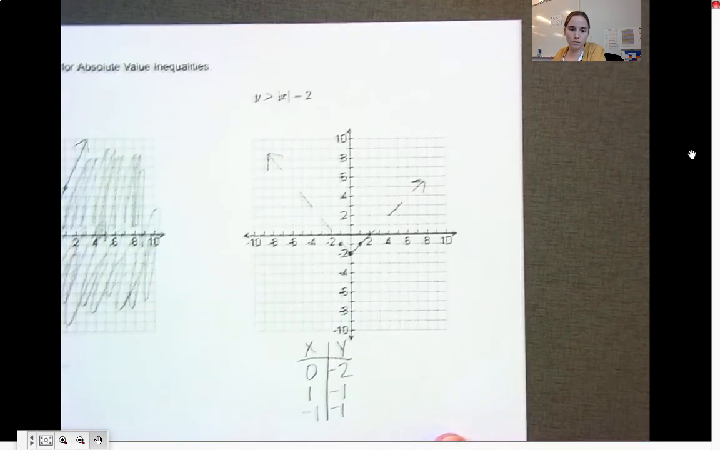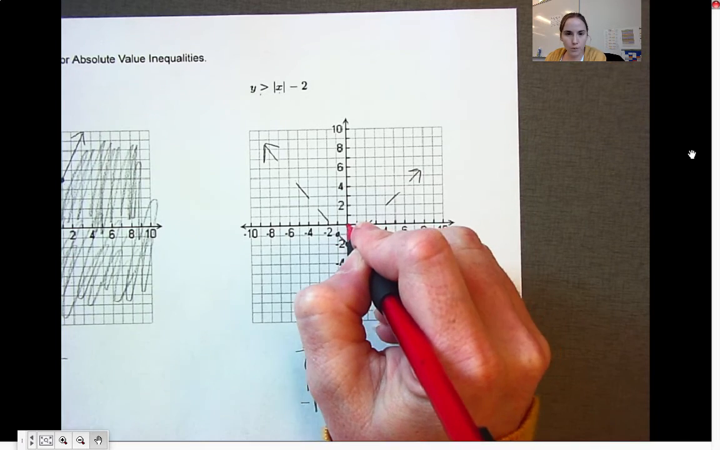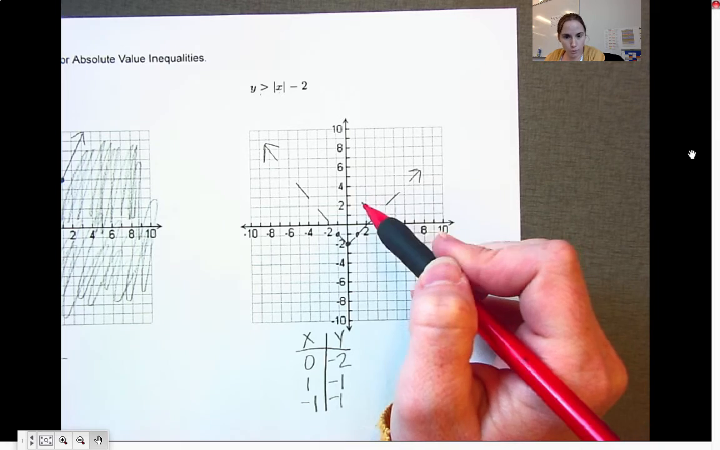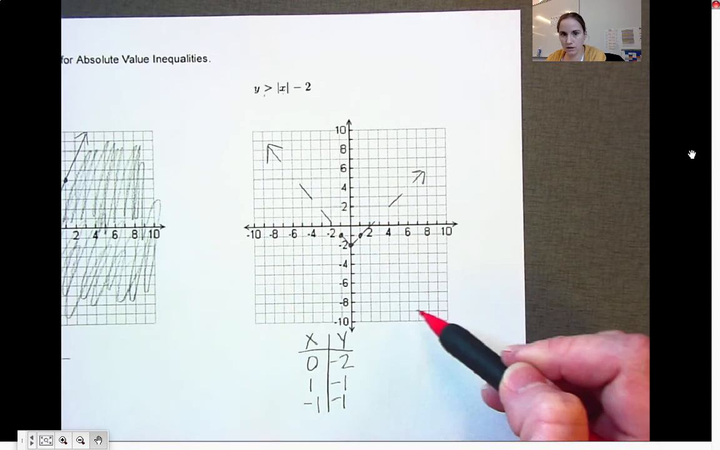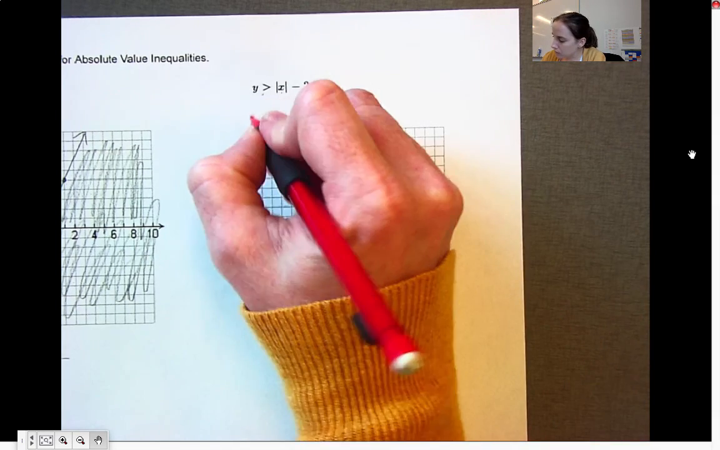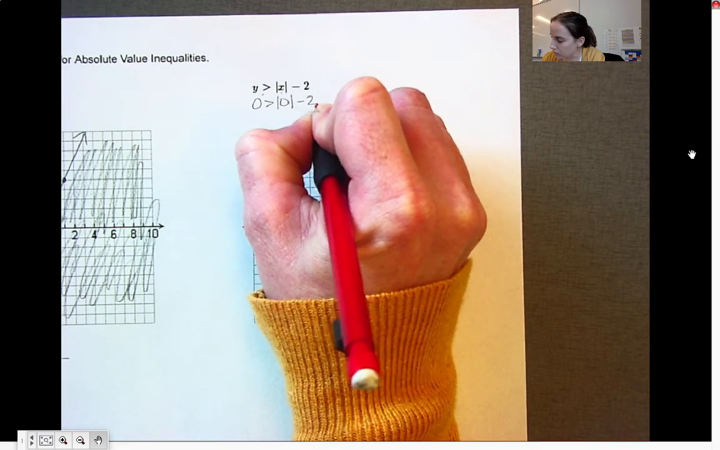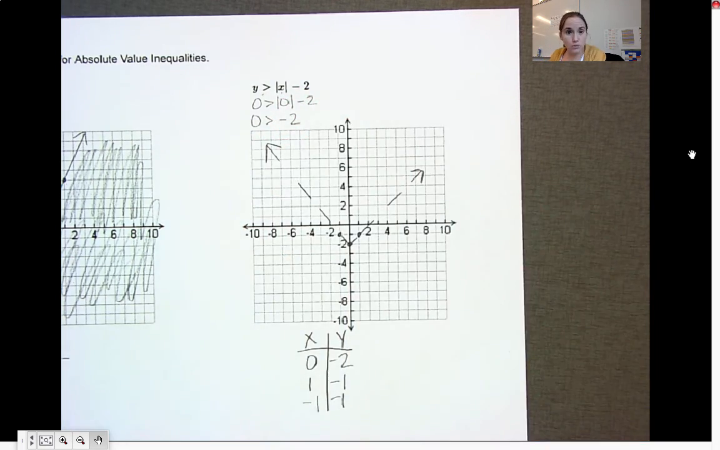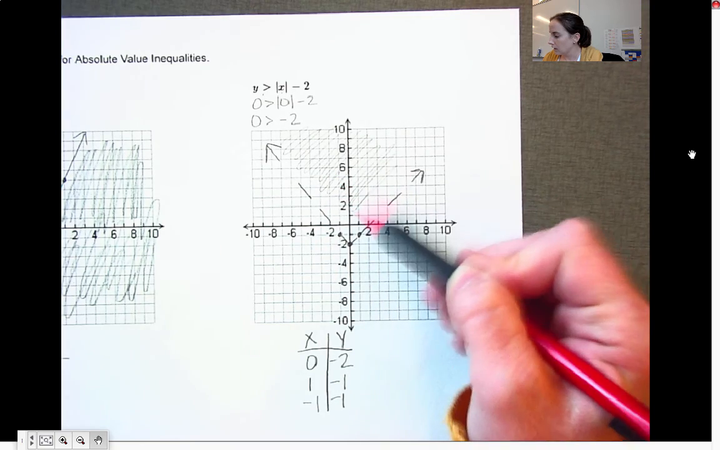Make sure you put your arrows on. And then if we check 0, 0, notice that the 0, 0 point now is inside the V shape. So if it is true, we'll shade inside the V shape. If it's not true, we'll shade outside. So I'm going to plug in 0, 0. 0 is greater than the absolute value of 0 minus 2. 0 is greater than negative 2. So since it's true, I shade all on the inside.